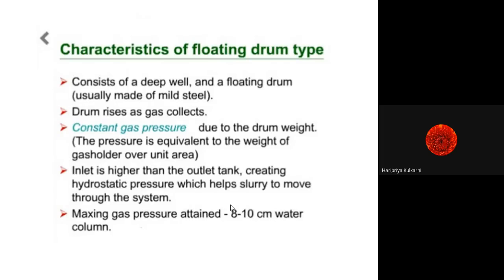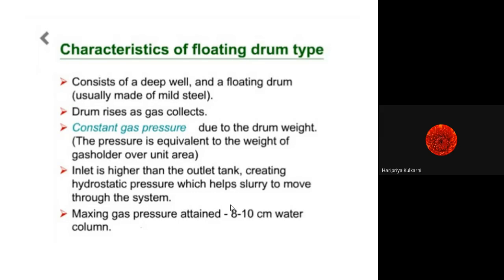गॅस कलेक्ट झाला की तो फ्लोट होतो आणि वर वर येतो. गॅस काढून घेतला तर it automatically goes down because the pressure has been reduced. It has a constant gas pressure, so we can maintain the constant gas pressure also. Inlet is higher than the outlet tank. मी तुम्हाला constructional difference दाखवलेला आहे. Creating hydrostatic pressure which helps slurry to move through the system. So there will be automatic movement of the slurry due to the constructional changes done.